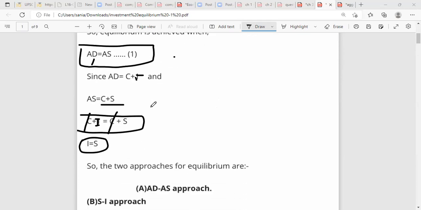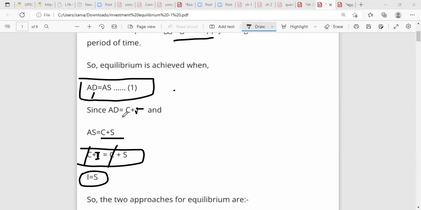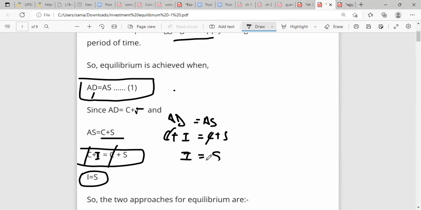Okay. Then this one, AD equals AS, and then you will write AD equals C plus I and AS equals C plus S. So when you compare it, C plus I equals C plus S. This is your AD equals AS. Okay, so when C and C get cancelled, you will be left with I equals S.